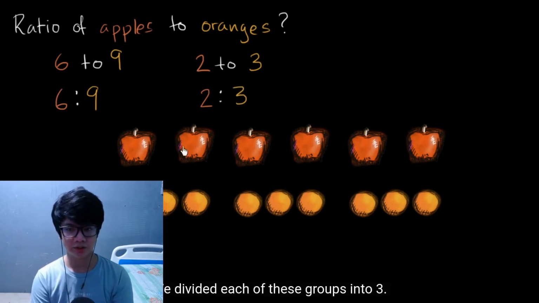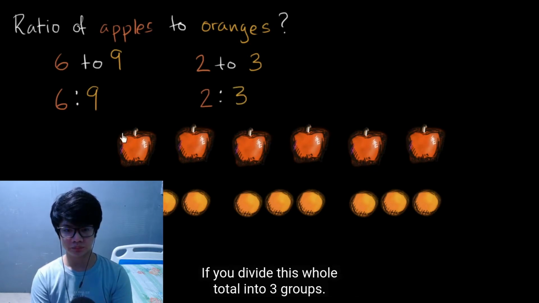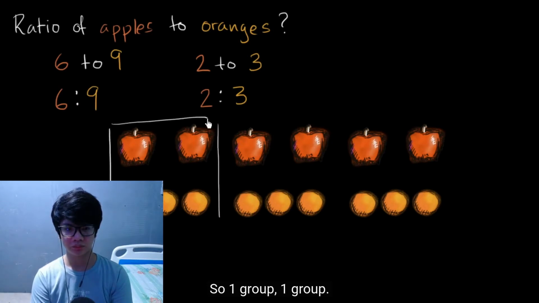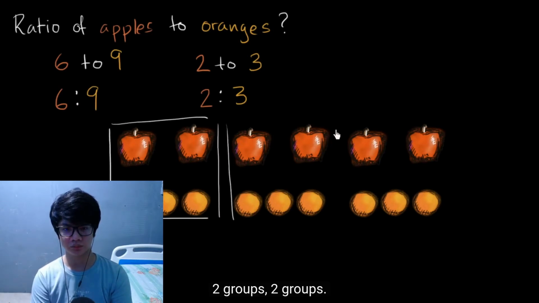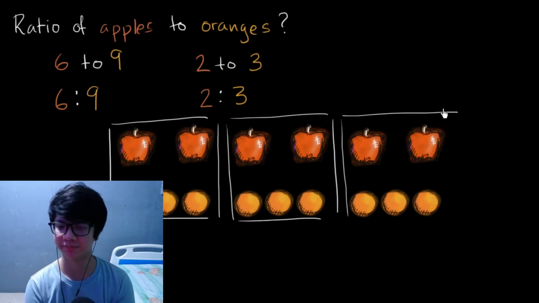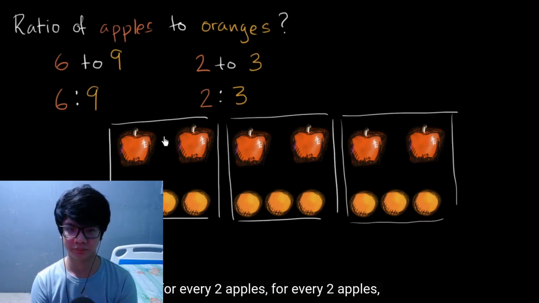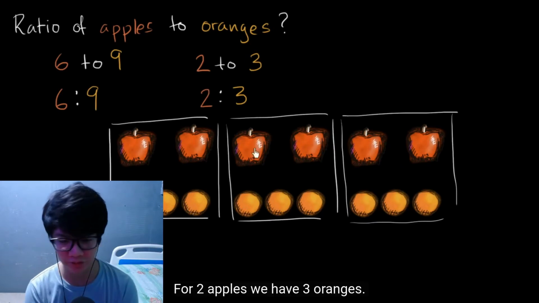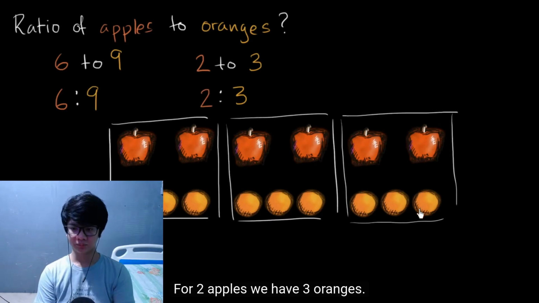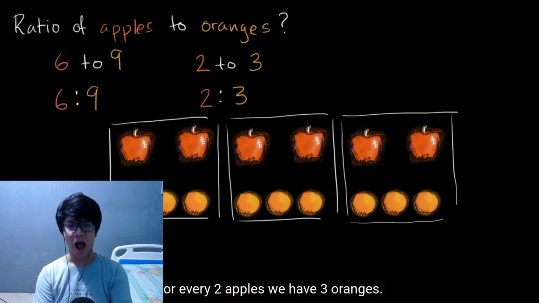Well, look, we divided each of these groups into 3. So if you divide this whole total into 3 groups, one group, 2 groups, 3 equal groups, we see that in each of those groups, for every 2 apples, we have 3 oranges. So, once again, the ratio of apples to oranges: for every 2 apples, we have 3 oranges.